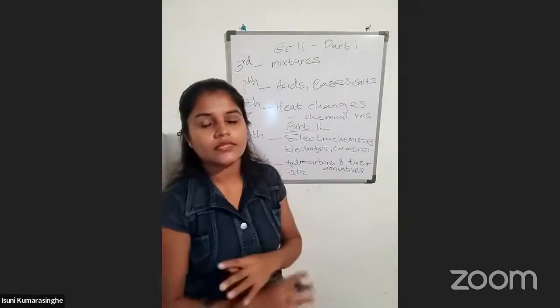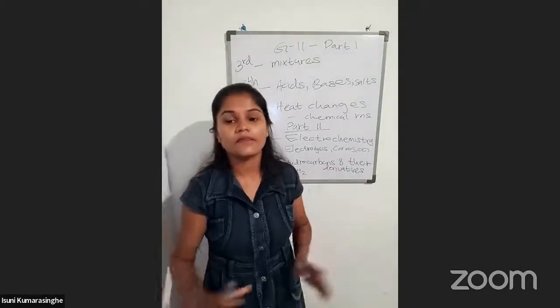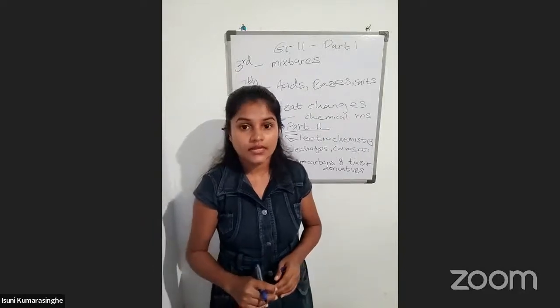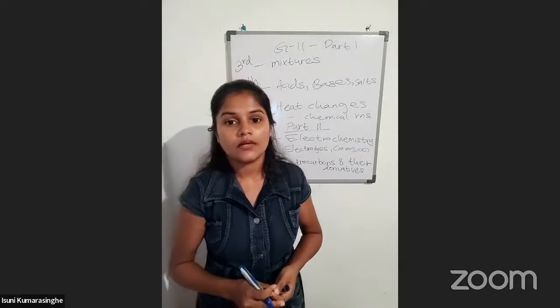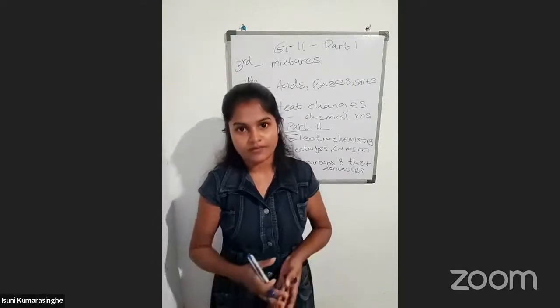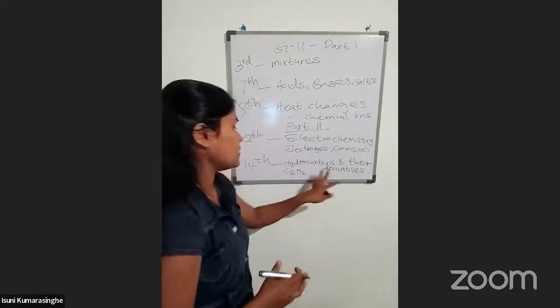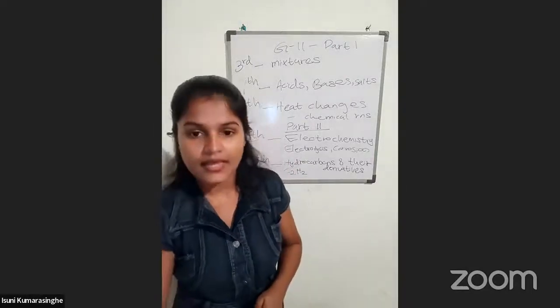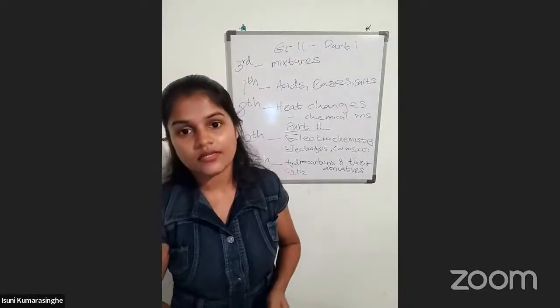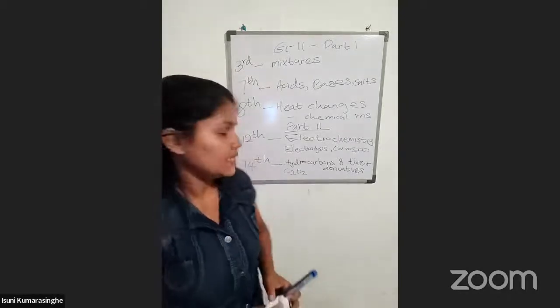Polymers are long-chain carbon compounds, like rubber. For example, natural rubber. So we'll discuss those under the 14th lesson as the last chemistry basics lesson.